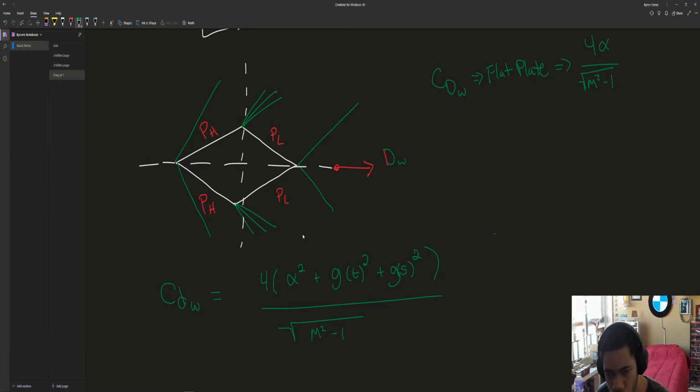And here, alpha is still your angle of attack. g_t is your function of your airfoil for the thickness. And then g_s is the function of the airfoil for the camber line.